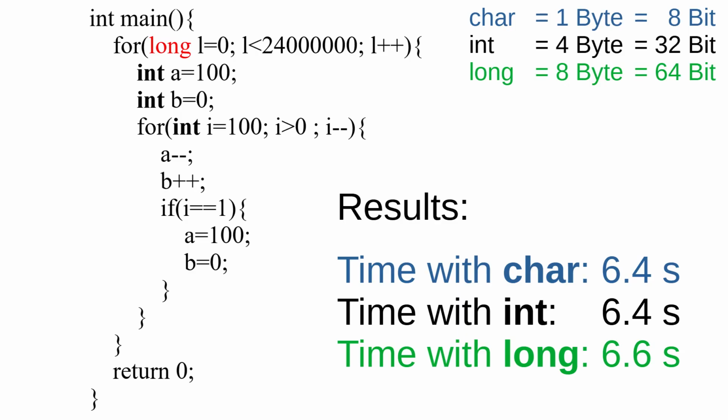As expected, the values were approximately the same. Long seems to be a little bit slower. Unfortunately, I can't explain why this is the case. But it looks like we don't have to worry about slowing down a program by using larger data types.